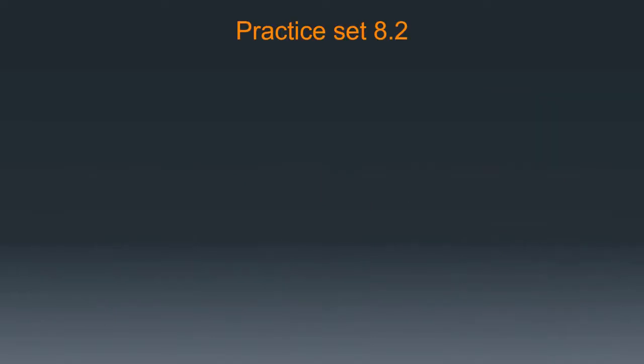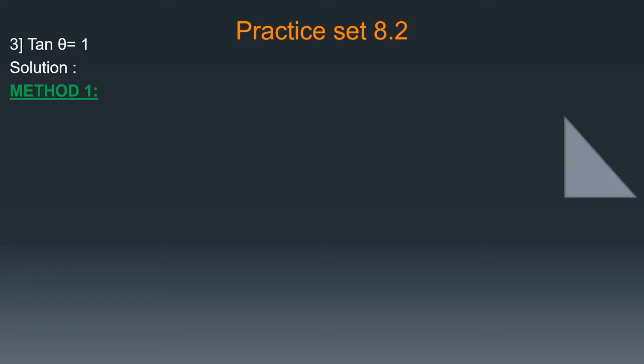Let us continue with practice set 8.2. Question number 3. Tan theta is equal to 1. So here to solve this sum we are going to use method 1. Method 2 can also be used, but here we are only using method 1. So according to method 1, we are going to draw a right angle triangle and name it A, B and C. Consider angle C as theta.